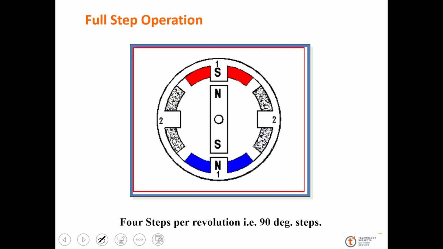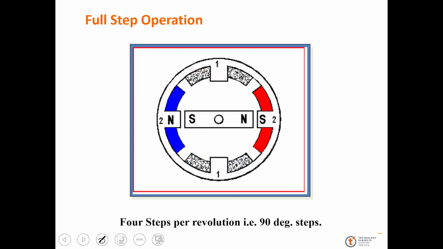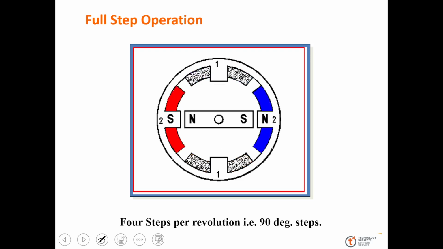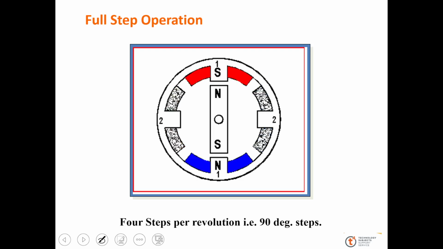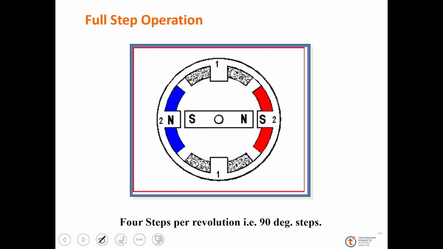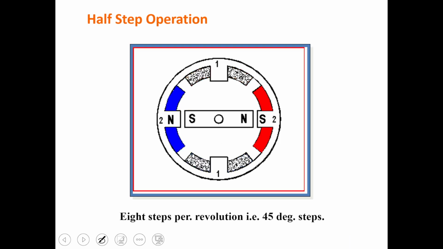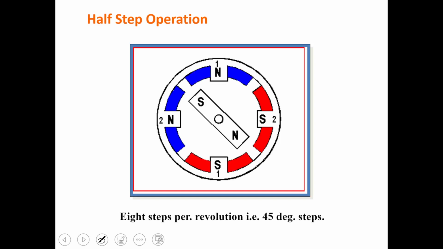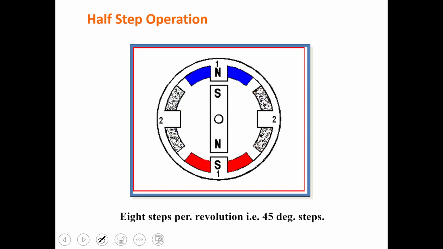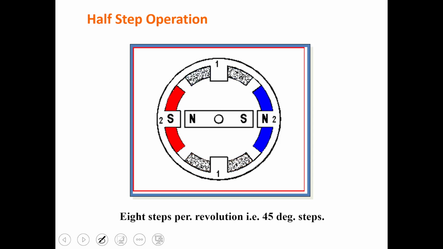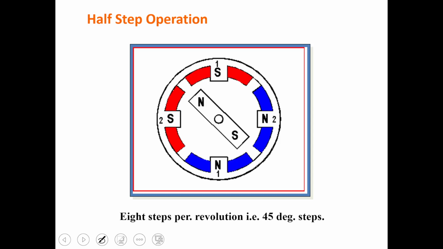Two magnets with north and south poles are used in that case. This is the half step motor. A 45-degree step will be taken, and 8 steps per revolution are needed to complete the 360 degrees. So half step operation will be there.